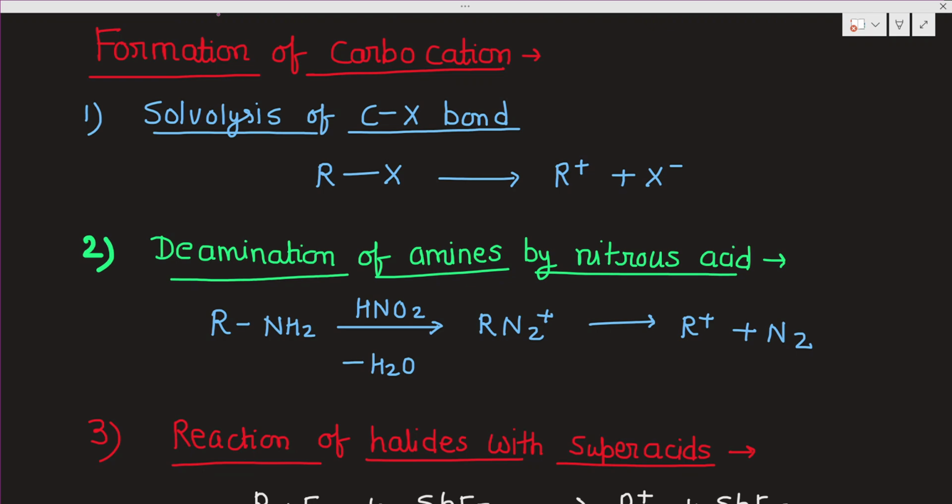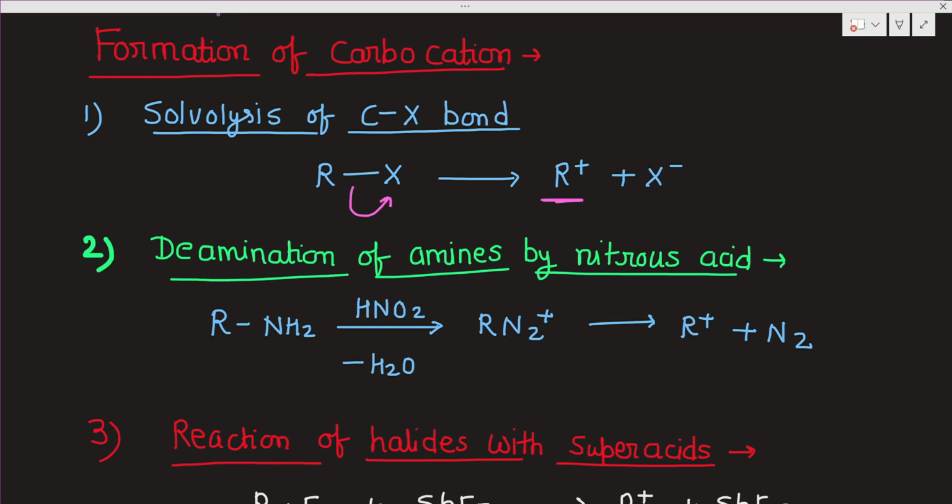Actually, carbocations are formed by heterolysis. It means uneven breaking of the bond. For example, it can be formed by the solvolysis of a carbon-halogen bond. This X is halogen. The C-X bond, the carbon to halogen bond, can rupture. Now you know that halogen has more electronegativity. It means this bond will move in this manner, and the halogen is taking the electron pair with it. So now this R has a positive charge, so this is forming a carbocation.